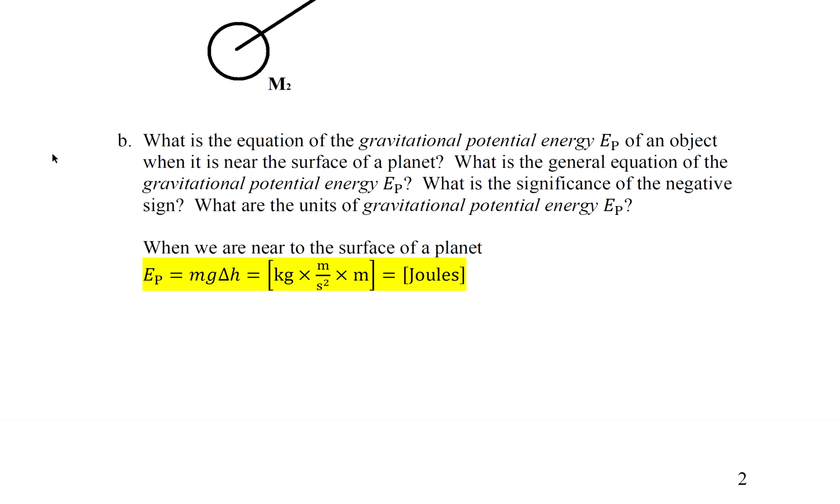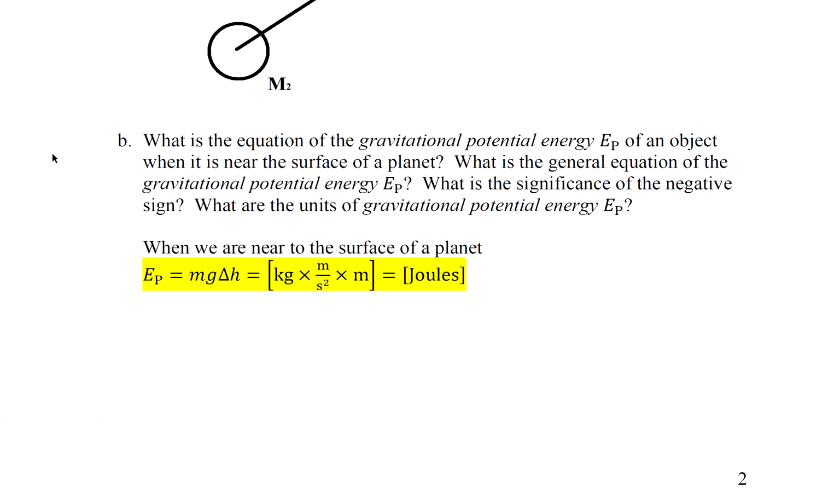Part B. What is the equation of the gravitational potential energy E sub p of an object when it is near the surface of a planet? What is a general equation of the gravitational potential energy E sub p? What is the significance of the negative sign? What are the units of gravitational potential energy E sub p?